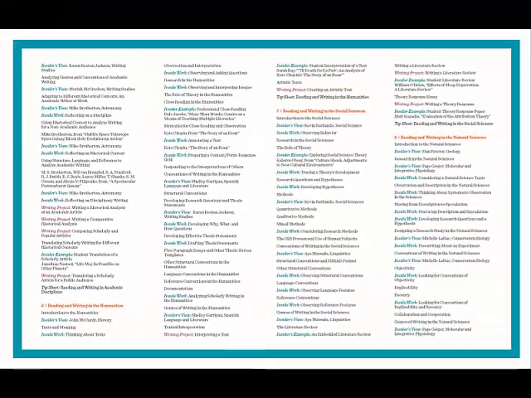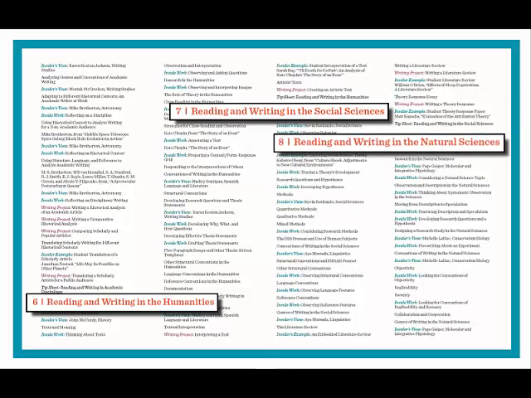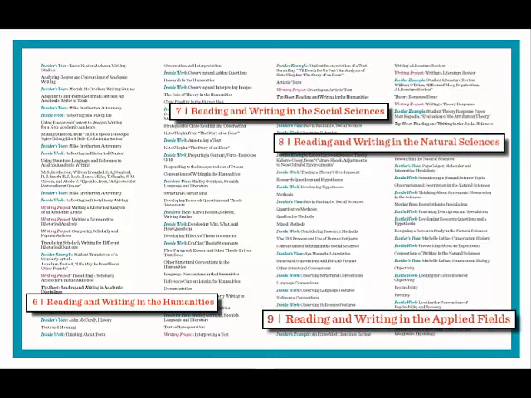Each of the remaining chapters in Part 2 focuses on a different academic domain: the humanities, the social sciences, the natural sciences, and the applied fields. But they all begin with an exploration of research practices specific to those academic communities.